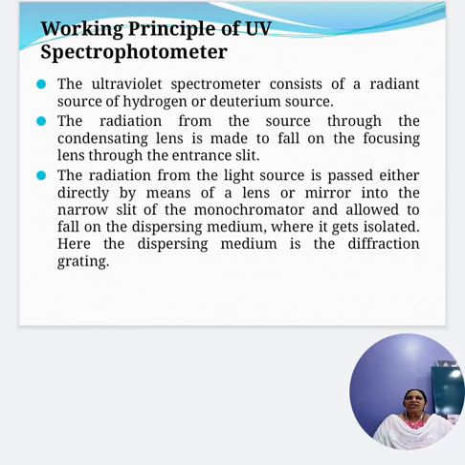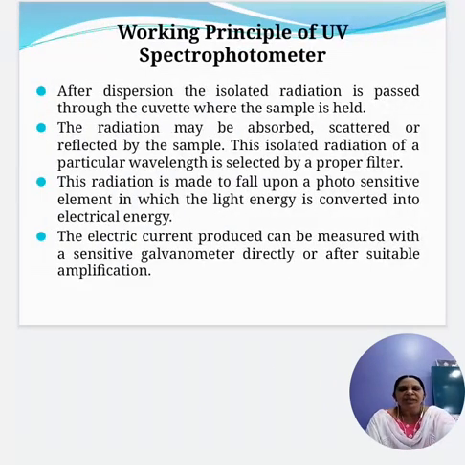Then the radiation from the light source is passed by means of a lens or a mirror into a narrow slit of the monochromator and allowed to fall on the dispersing medium, where it gets isolated. The monochromator consists of a dispersing medium where you can use a prism or a grating, and your radiation is isolated. Here the dispersing medium we are using is a diffraction grating.